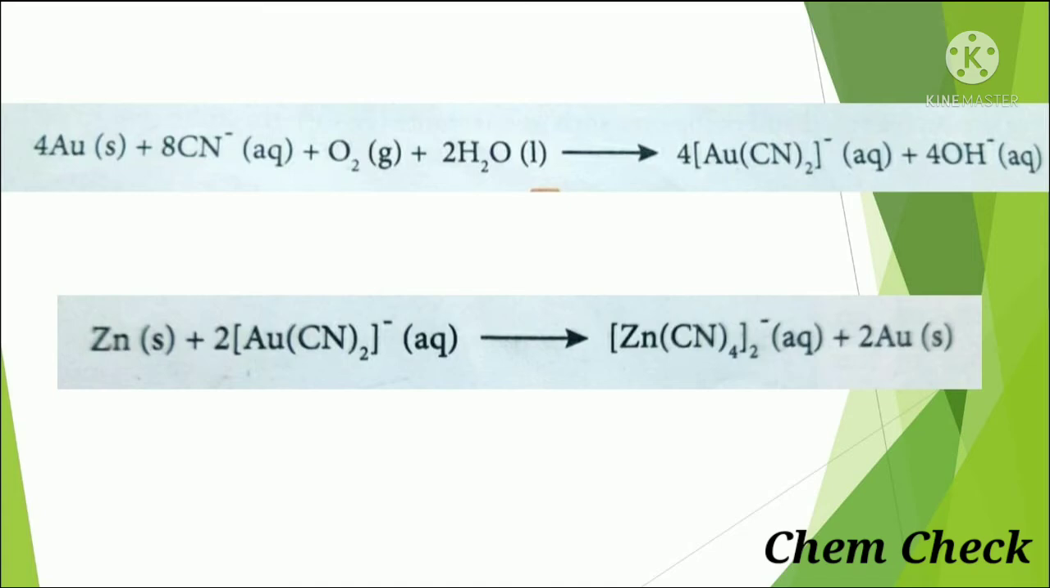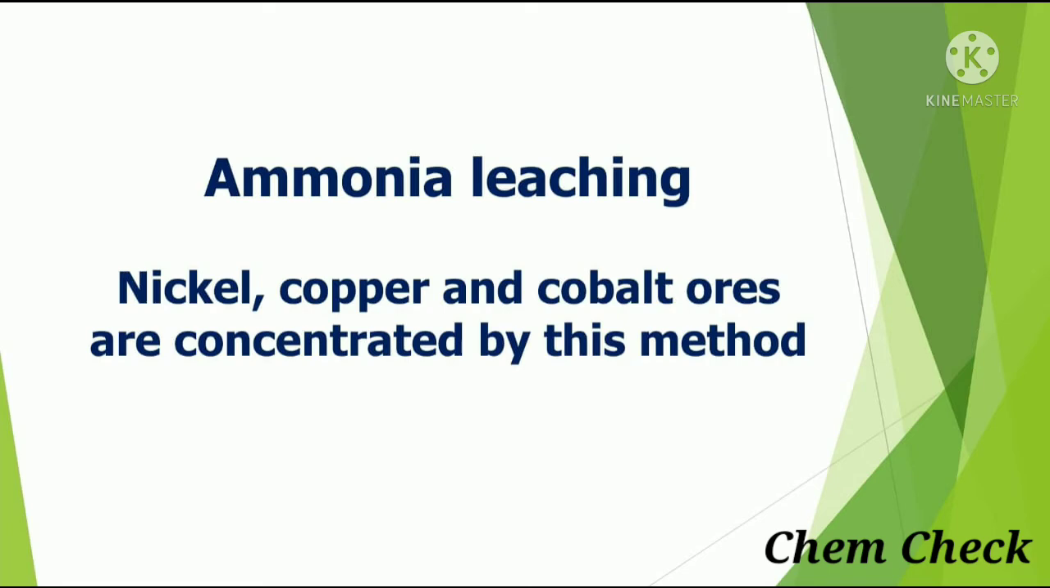The second example for leaching will be ammonia leaching. What you have to understand is how the name comes for this leaching: it depends upon the reagent that we use. Suppose I use a reagent called sodium cyanide or potassium cyanide, that will be called cyanide leaching. If I use aqueous ammonia as that reagent, that will be called ammonia leaching. Let us discuss ammonia leaching now. Using this ammonia leaching, some ores, for example nickel, copper, cobalt, the crushed ores of nickel or copper or cobalt, are treated with aqueous ammonia.